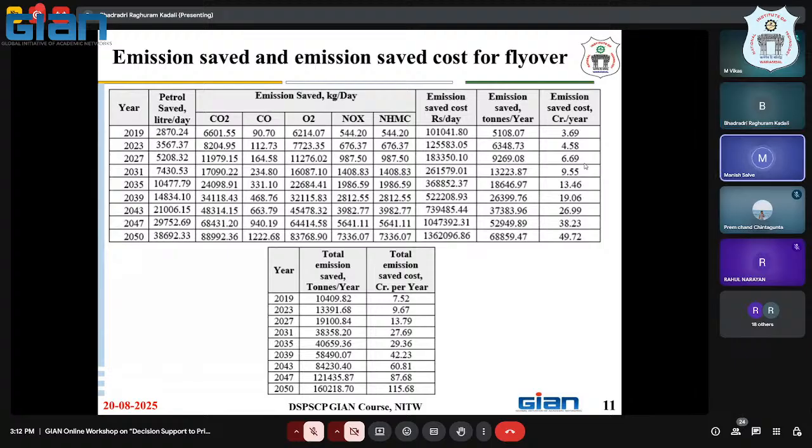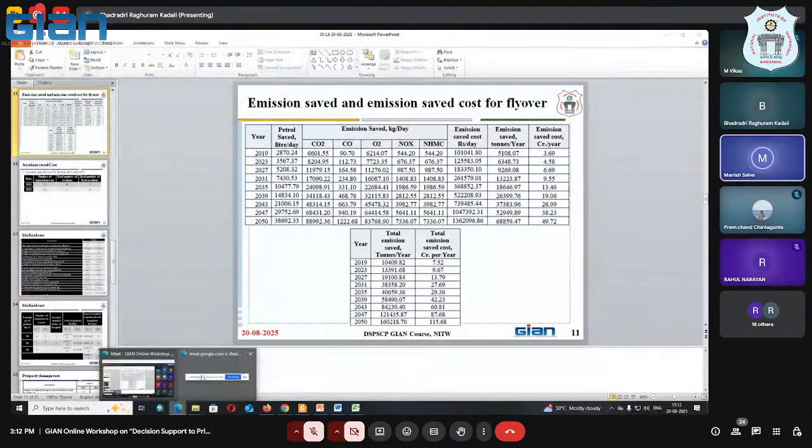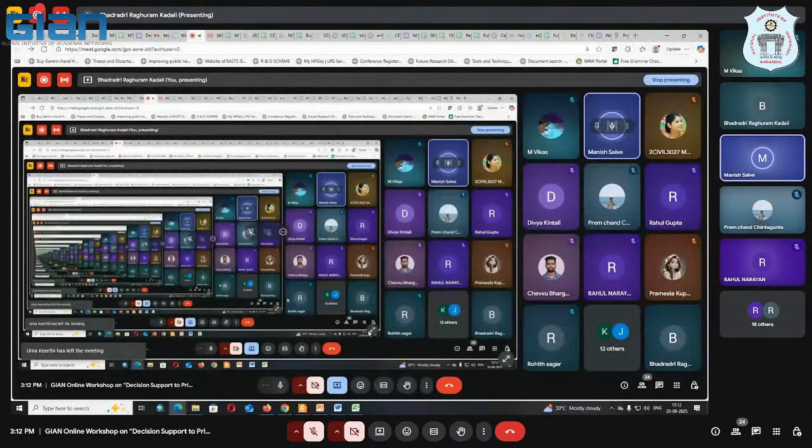Sir, we generally see that when a vehicle gets old, it requires more petrol or diesel, or it generates more emissions. So in that case, how can we consider that type of vehicle?